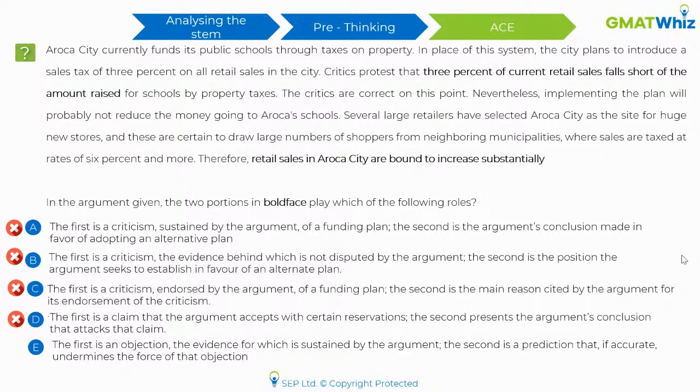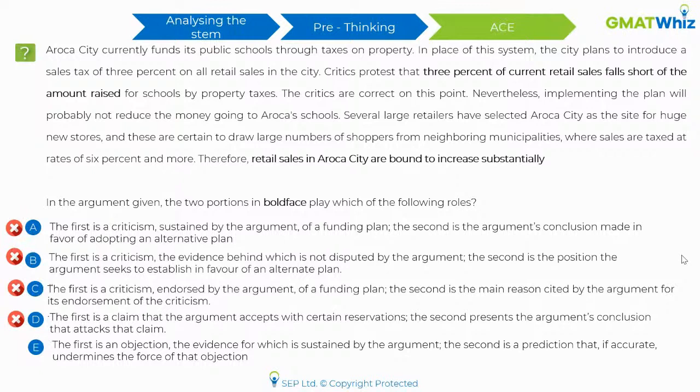It has been sustained by the argument, means accepted the argument as correct. The second is a prediction. Can we call it a prediction? Well, the author is talking about what is bound to happen. That means something that is going to happen in the future. So I can call it a prediction if accurate. So if this prediction turns out to be true, undermines, that is, weakens the force of that objection.